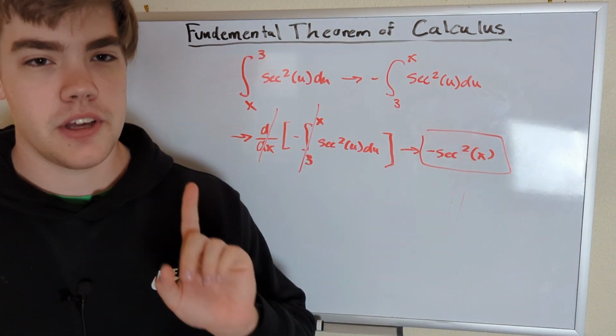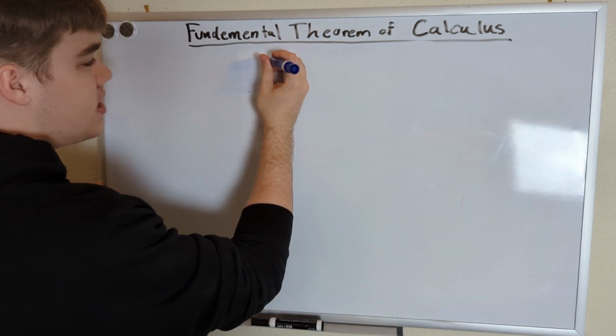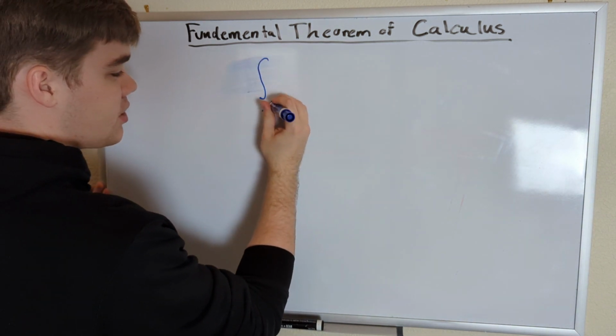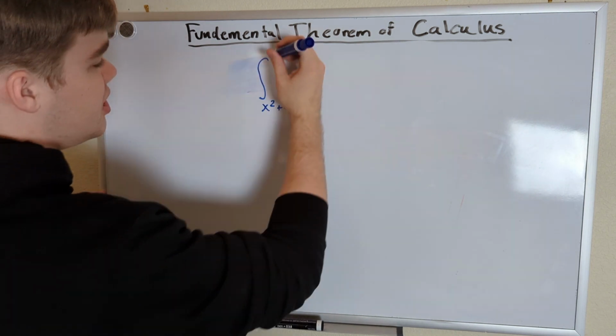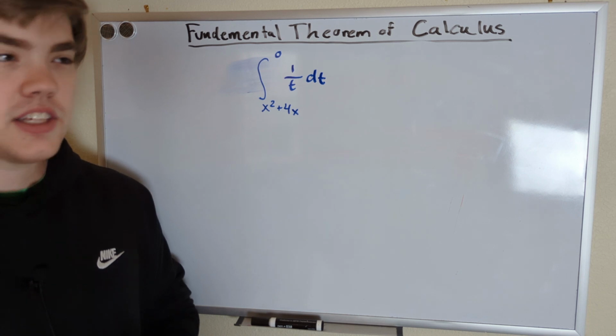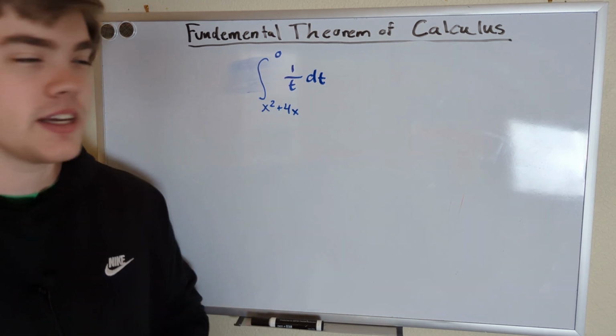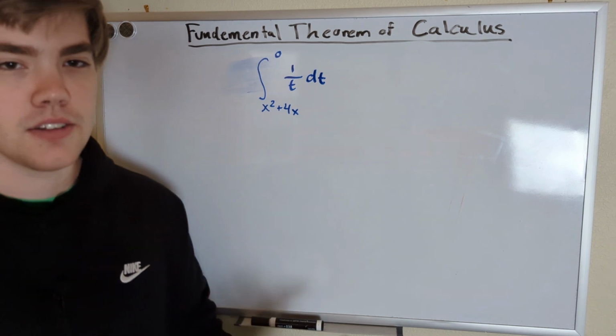We're gonna do one more example, and it's a little bit tougher, but it's still not too bad. I'll walk you through it, don't worry. In our last example, we need to find the derivative of the integral from x squared plus 4x to 0 of 1 over t dt. Now this time, our x is not only not the upper bound, but there's a bunch of other stuff all around it. So we can't just use this even if we flip the bounds like we did before.